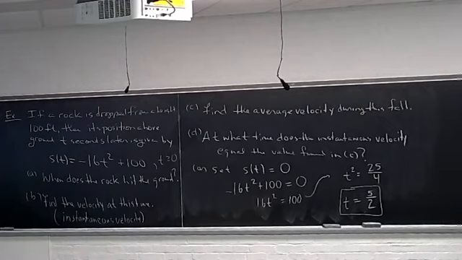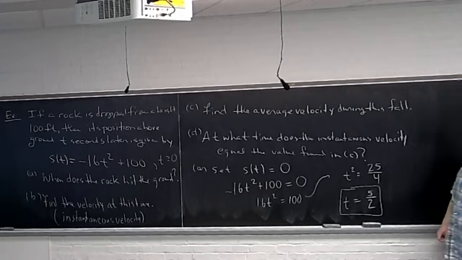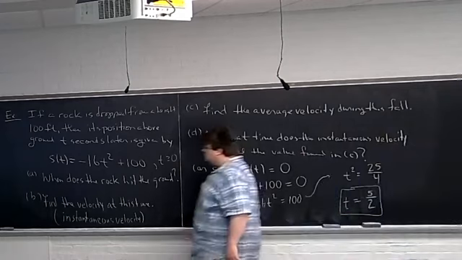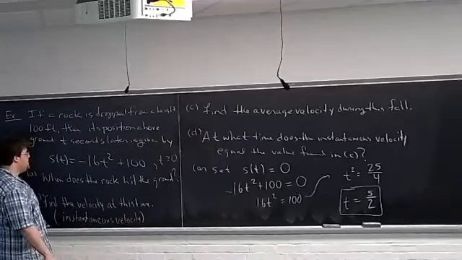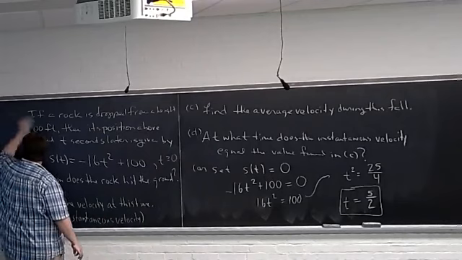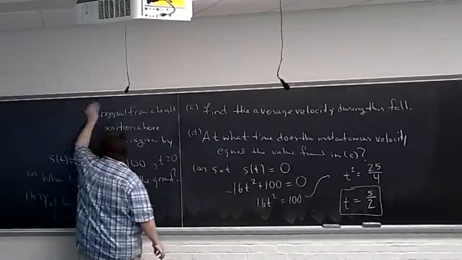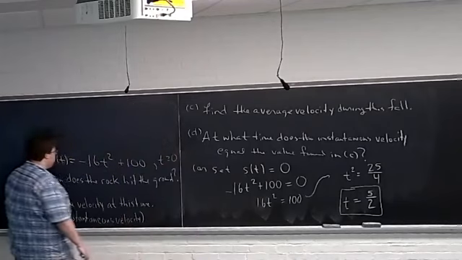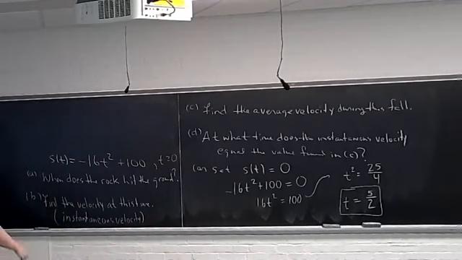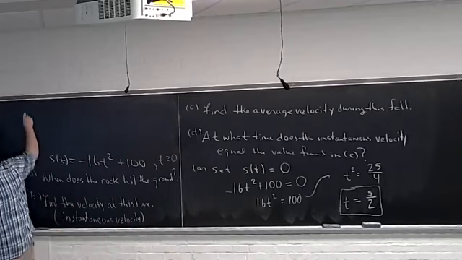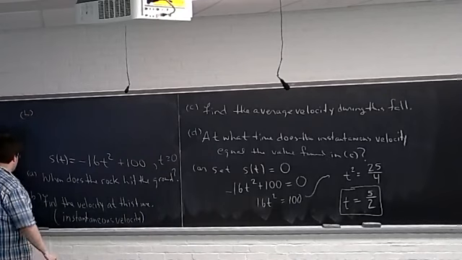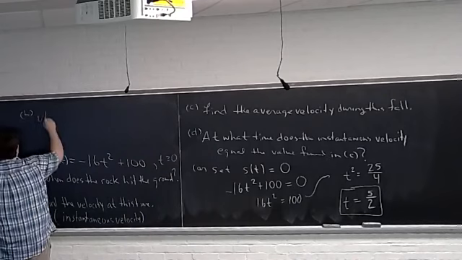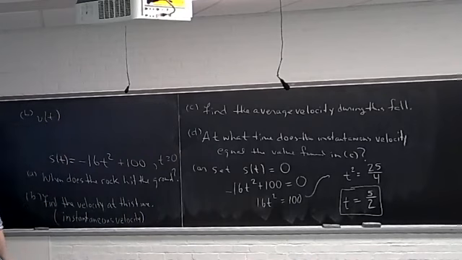Okay, so we found the time at which the rock hits the ground. So part B says, find the velocity at this time. So we need a velocity function. We need to evaluate it at this time. What is our velocity function? Now, don't be worried about fractions. Fractions are here to help you. Fractions are very convenient mathematically. Far, far more convenient than decimals. Especially for a problem like this one.